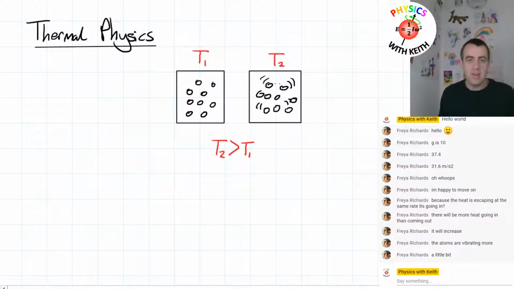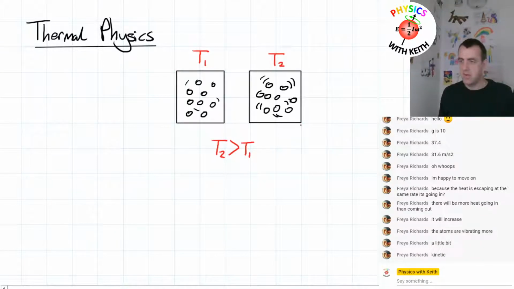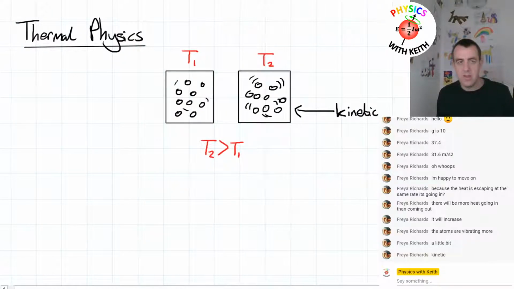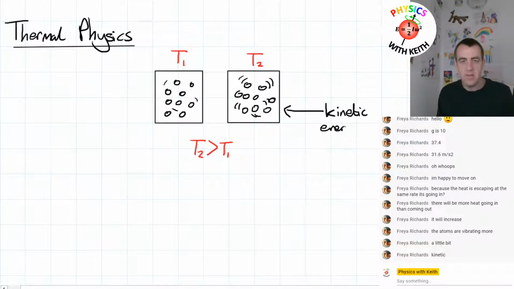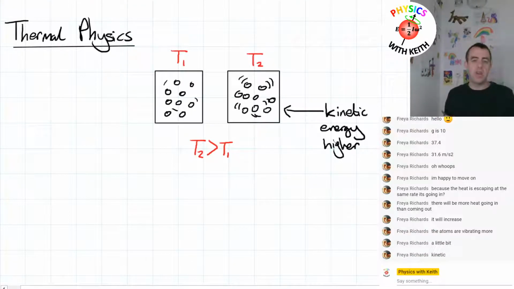And you are right. What do you call the energy store when something shakes, when something moves? What do we call that energy store? The energy store for moving things. Kinetic, absolutely right. And so what we could say is that in this right-hand one, the kinetic energy store for the atoms is higher. And I think that's okay. I think we can agree with that. Each atom, if it's moving faster, it has more kinetic energy.